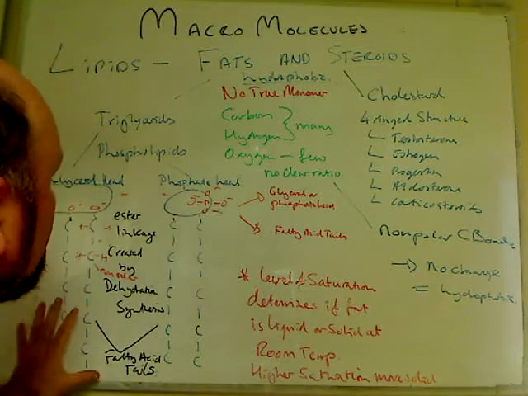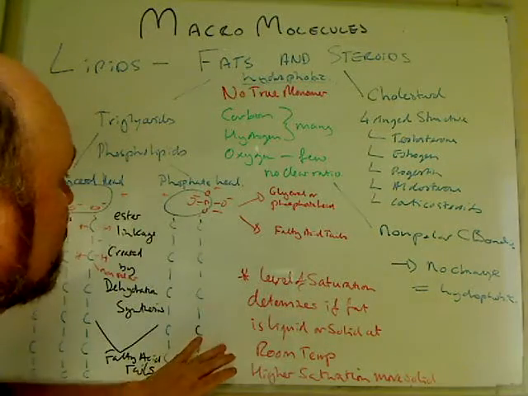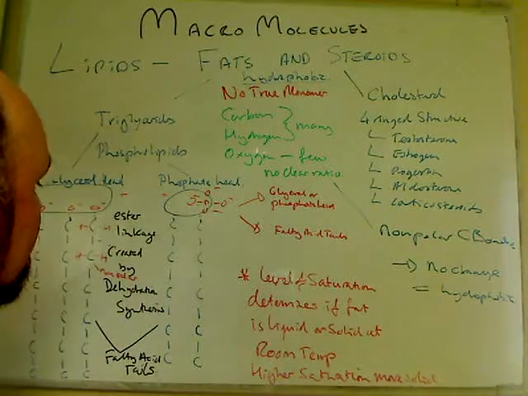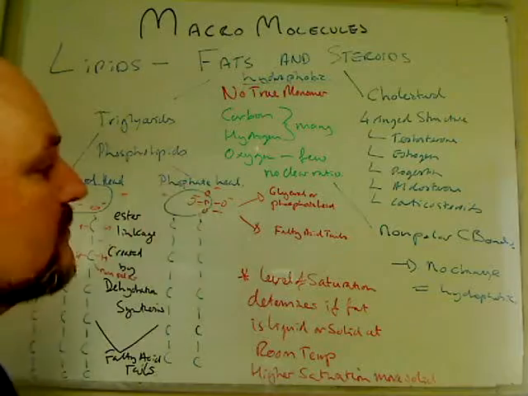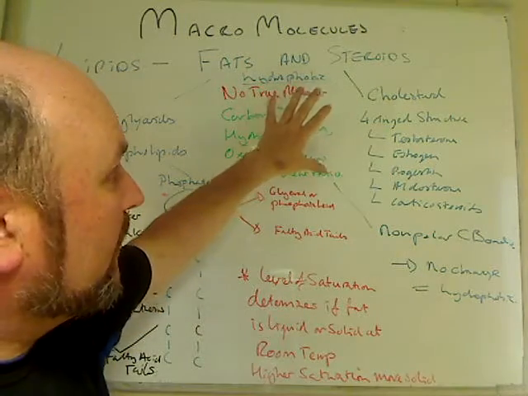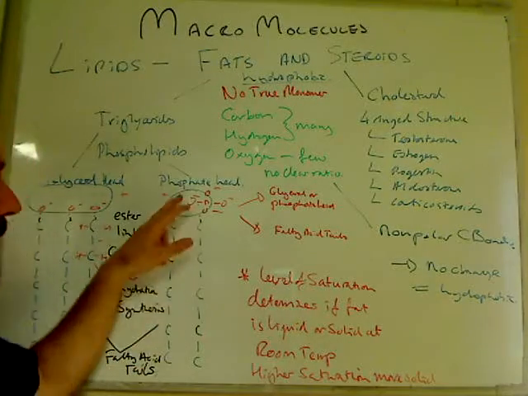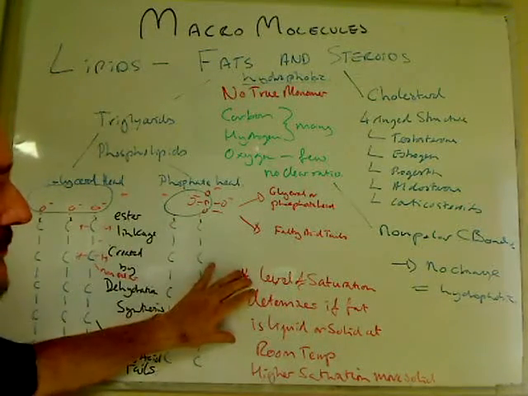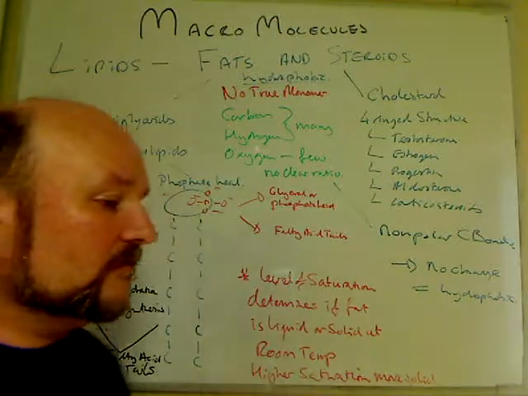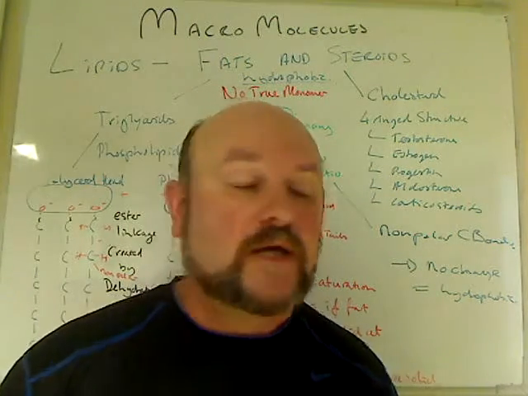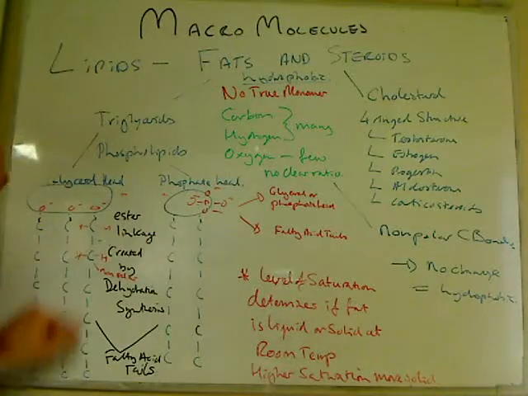And triglycerides have three fatty acid tails, phospholipids have two, with a phosphate group coming off on the third side instead of another fatty acid tail. They're joined by ester linkage, and the level of saturation is one thing I haven't talked about. So the level of saturation determines if a fat is liquid or solid. So you know that olive oil, for example, is liquid at room temperature, but butter is solid. And this is all down to the fatty acid tails here.